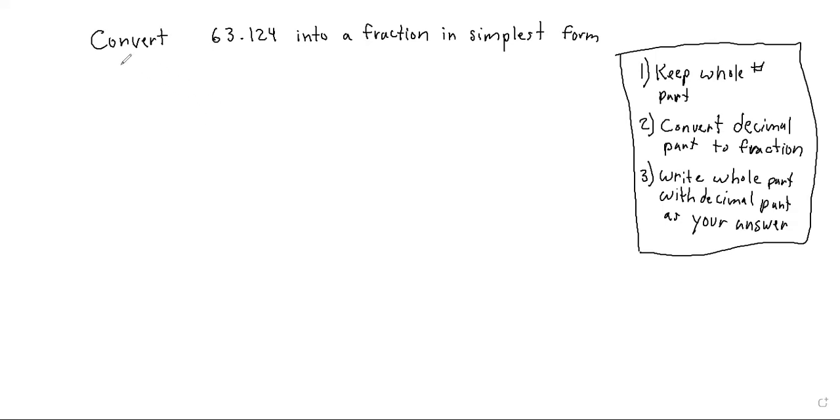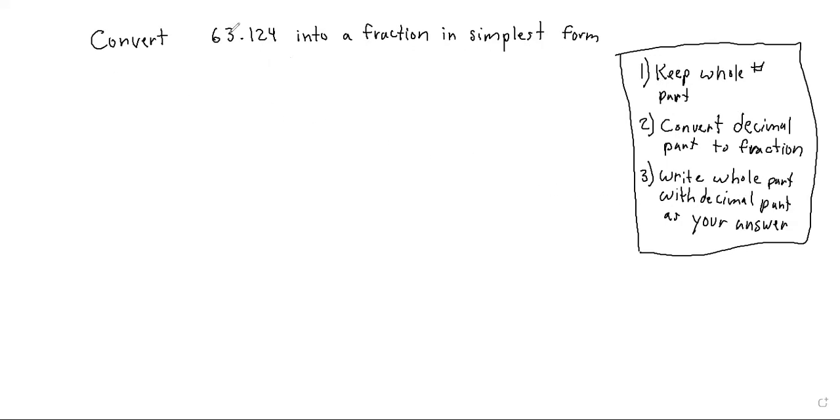Okay, so this is for the HESI, and they're asking us to convert 63.124 into a fraction in simplest form. So what we have to do here is, step one, keep the whole number part. We're going to convert the decimal part to a fraction, and then for our answer, we're going to write the whole part with the fraction part as our answer. So let's go ahead and do that.